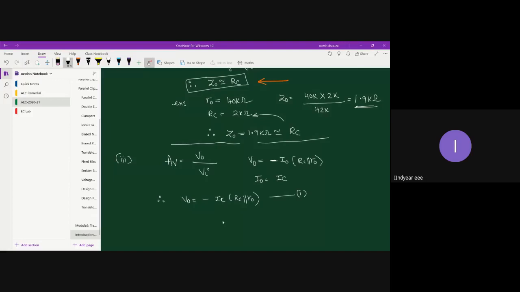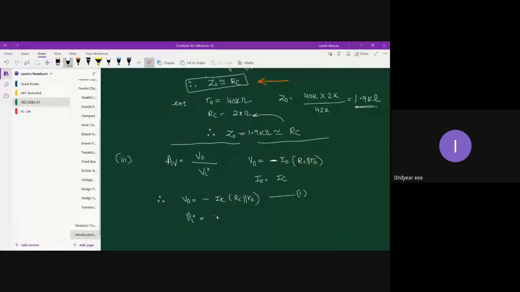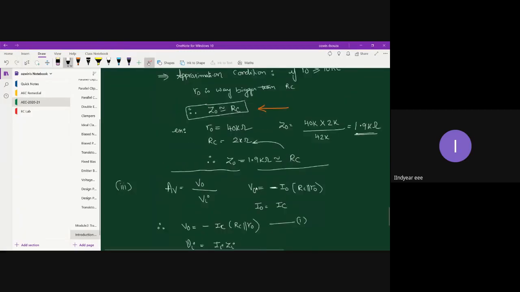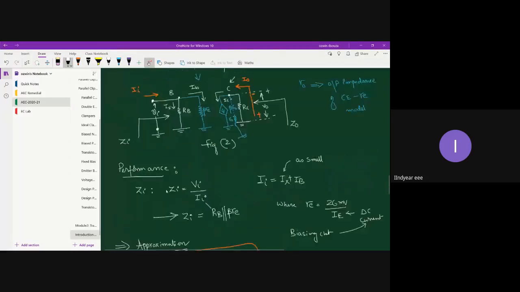Now let us go to VI. VI you can write as II into ZI, or you can also write it as IB into ZI. Two equations are possible. What is VI? Voltage measured from base to ground.